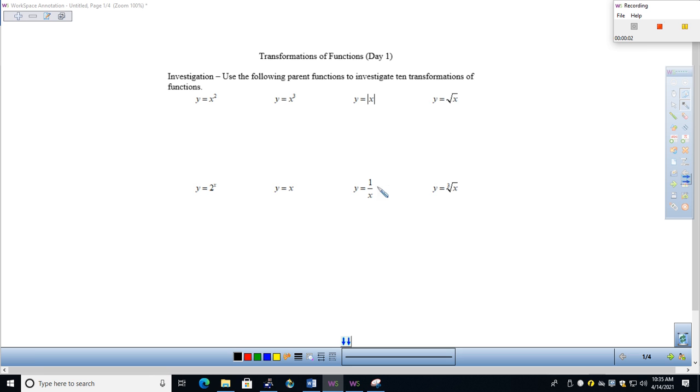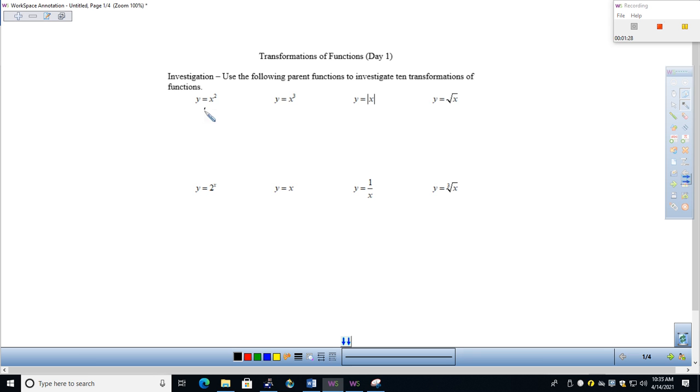All right, so that being said, let's go ahead and get into our investigation. It says use the following parent functions to investigate 10 transformations of functions. Sounds good. Now these are the most basic of these particular families of functions. Now it should be noted we can use any particular function as what is called a parent function and then transform it from there using the rules that we're going to see over the course of the lesson. But these just work very well visually. They're simple to use. So that's what I'm going to do.